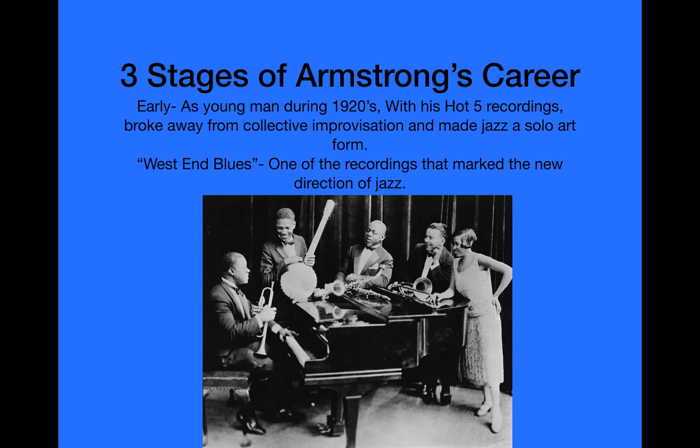Now, Louis Armstrong had three stages of his career. In his early stage, as a young man during the 1920s, he made these recordings with his band called the Hot 5, later the Hot 7, and they broke away from the New Orleans collective improvisation and started focusing on the soloist. And West End Blues, which you'll hear in your ebook, is one of the recordings that marked the new direction of jazz. And you can hear also from the video assignments I put up how Louis Armstrong's virtuosity shows the way that jazz is now a solo art form.